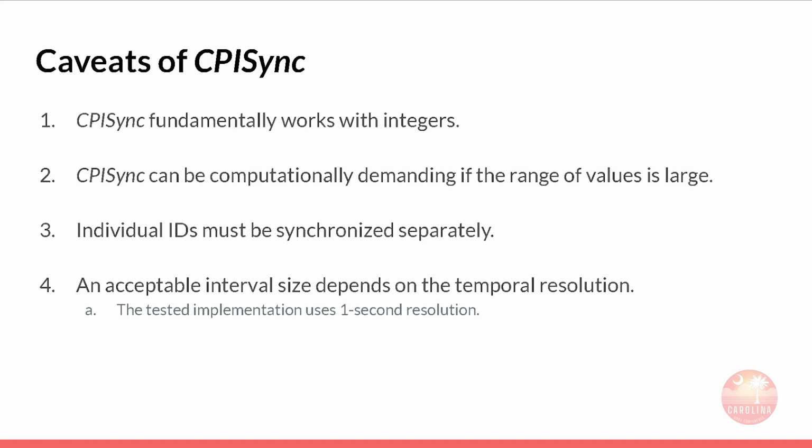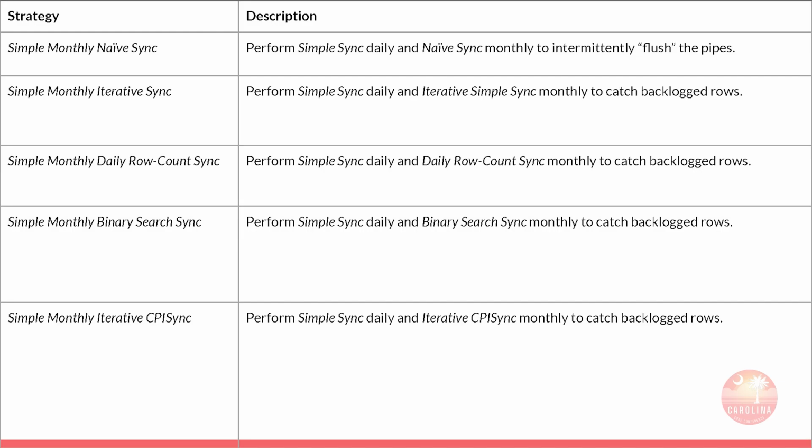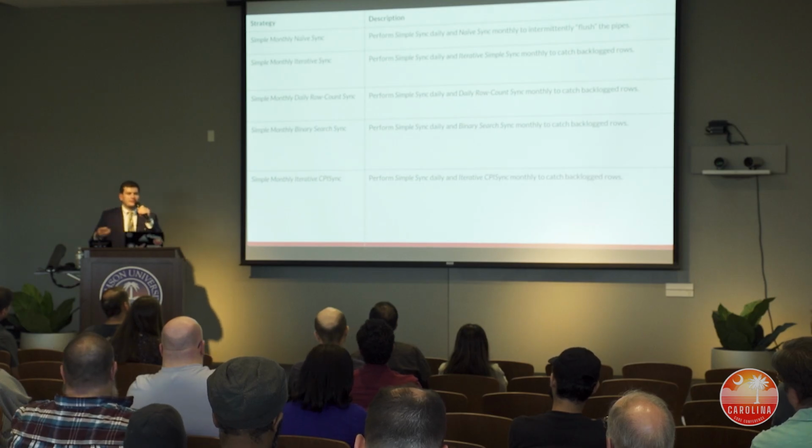So let's take those two ideas. We've got the fast but potentially inaccurate simple syncs. We've got these slow but very thorough iterative syncs. And if we combine the two, we have these corrective syncs, which boils down to doing a fast simple sync on a regular cadence, so every day or every minute, et cetera. And then on a wider cadence, so once a month, for example, we'll do those more expensive iterative syncs.